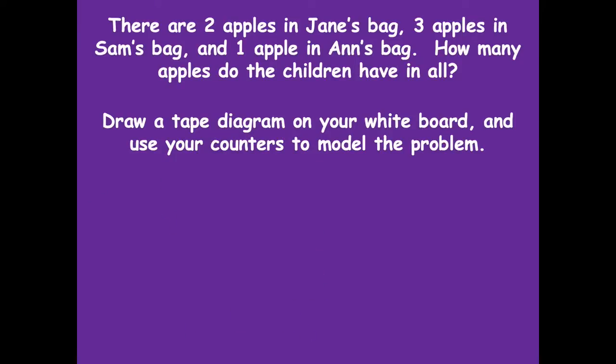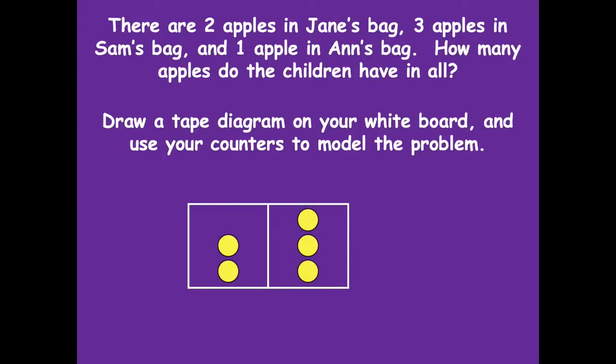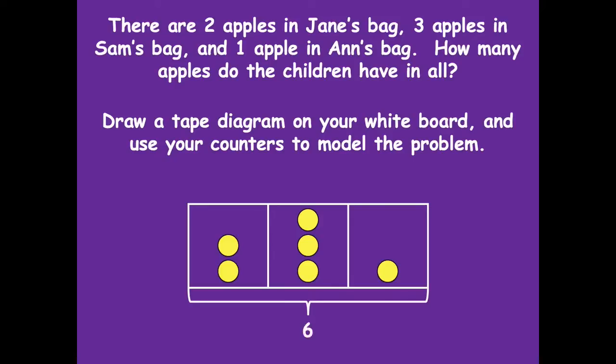All right, friends, pause if you need more time. So here are my parts. One represents Jane's bag with 2 apples. This one represents Sam's bag with 3 apples. And this one represents Anne's bag with 1 apple. Then in a tape diagram, I would draw this little bracket here, and then I would write the total underneath. So that's how we're using our tape diagram to do part-whole. There are 3 parts that make up the whole. I can easily count those, right? And that would be 6.